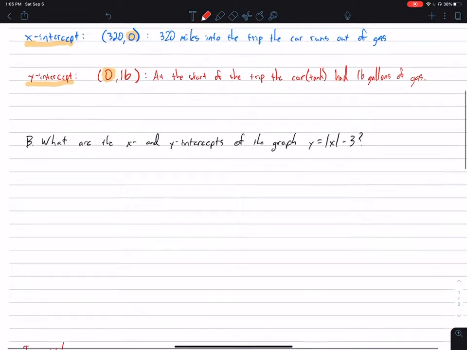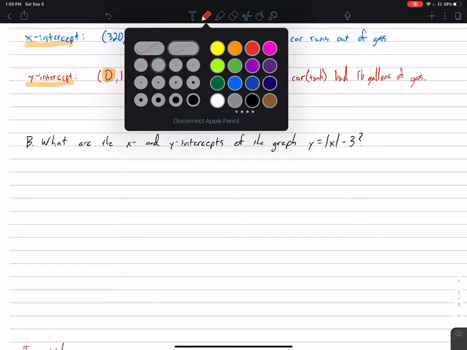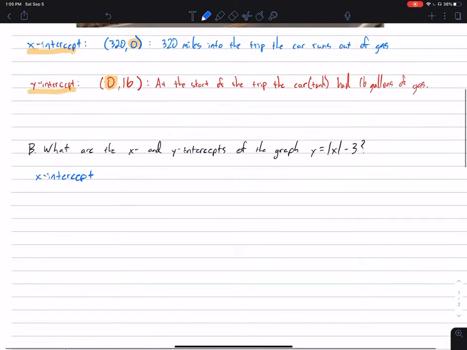So let's look at part B. It says, what are the x and y intercepts of the graph y equals the absolute value of x minus 3? So let's start with the x-intercept. As we mentioned in the previous part, whenever we're looking for an x-intercept, we know that y is 0. Now this time I don't have a graph, so we're going to try and calculate this algebraically.